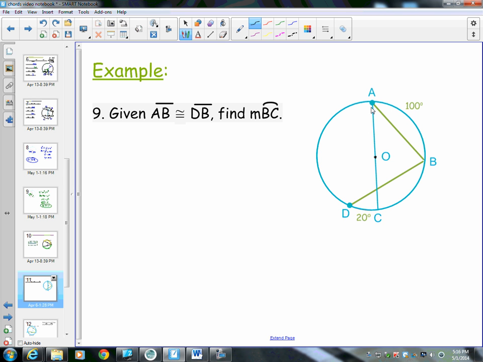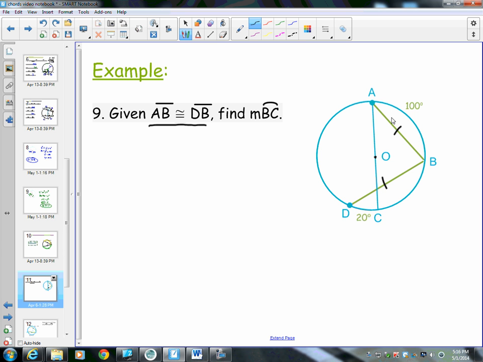Why? Again, because I don't know that AC is a diameter. I don't know that point O is a center. If I knew either of those things, then I could do that. But since I don't, I need to try to use something else. So this information says given AB is congruent to DB. AB is congruent to DB. I'm going to actually put these little hash marks on there, symbolizing that they're congruent to each other.